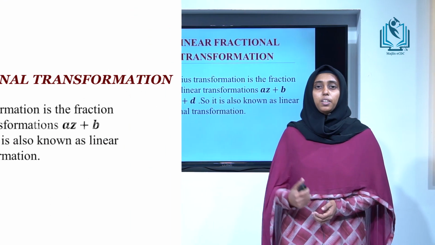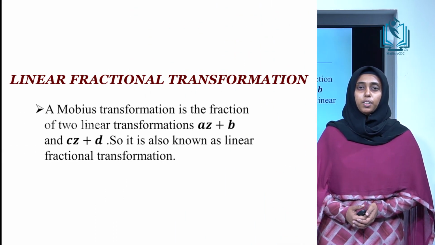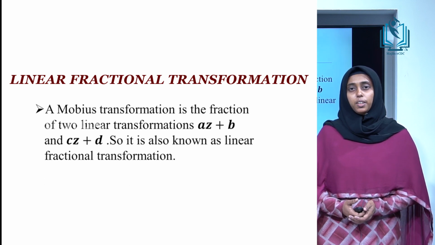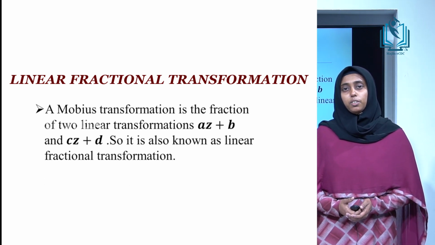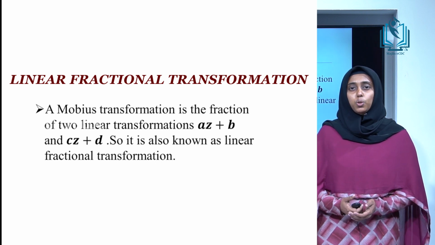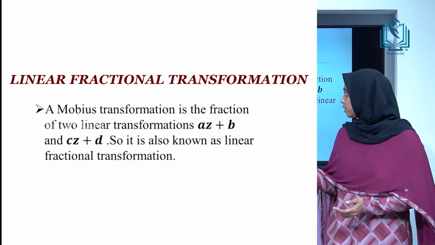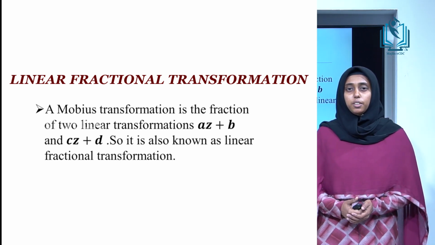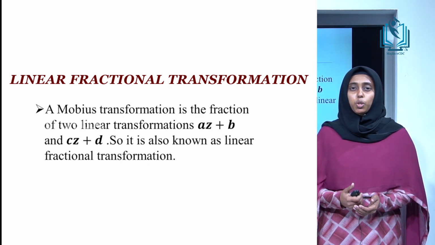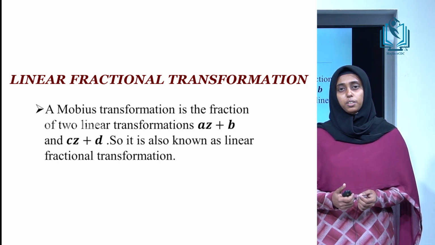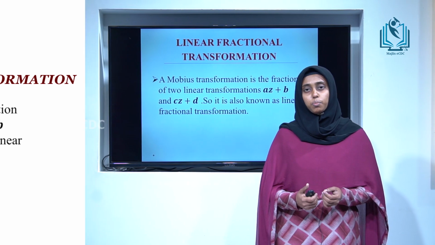Now we have the term linear fractional transformation. From the definition of a Mobius transformation, it is very clear that S of z equal to az plus b divided by cz plus d contains two linear transformations, az plus b in the numerator and cz plus d in the denominator. That is, a Mobius transformation is the fraction of two linear transformations az plus b and cz plus d. Therefore, it is known as linear fractional transformation.